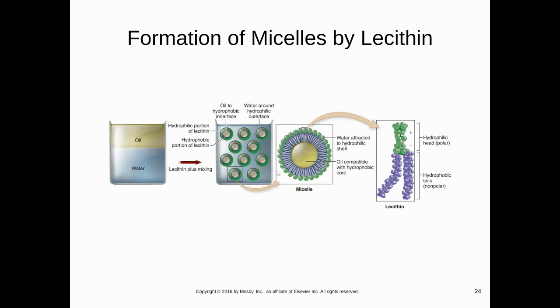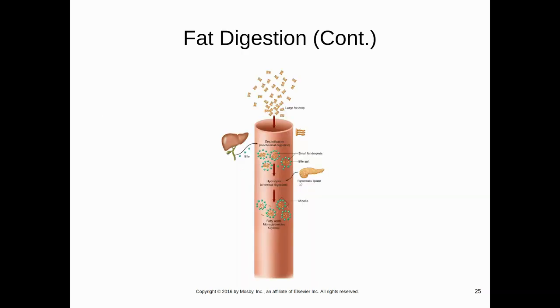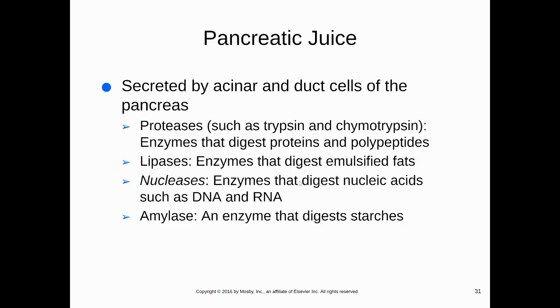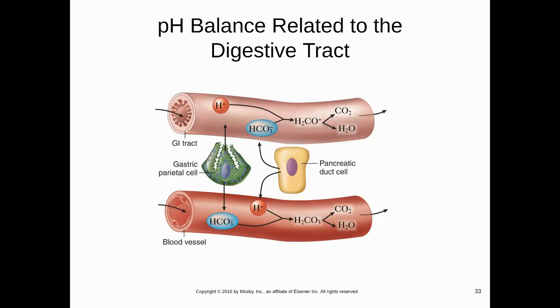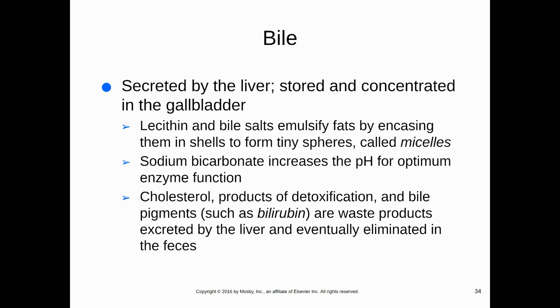So essentially what they're doing is making these micelles, because the oil base is the fat, and this allows for it to be broken down. So that's a big thing of bile. What can also happen is we can have some cholesterol, which is kind of a byproduct that we form after breaking down our fats. We can also have some bile pigments. Basically, they're excreted by the liver, and eventually we eliminate them in our poop.